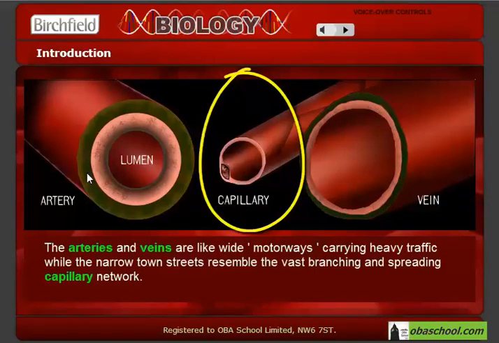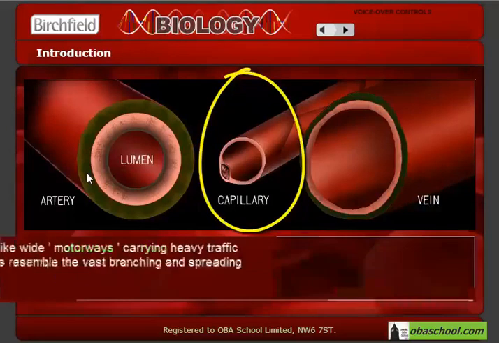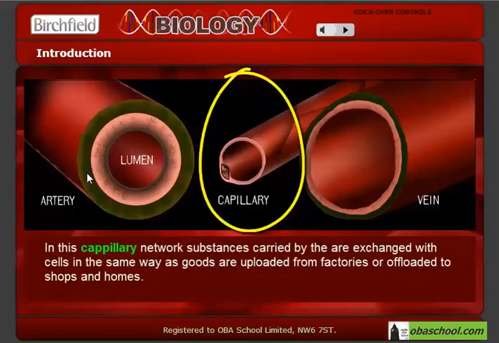Because capillaries are so thin, they help branch and make huge networks. And this is why they're good to have around exchange surfaces like the body cells, like the lungs. Here we allow for diffusion when there are concentration gradients.